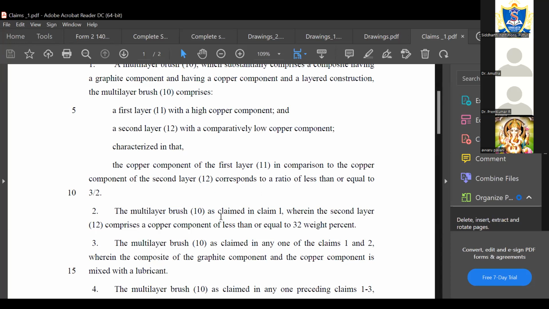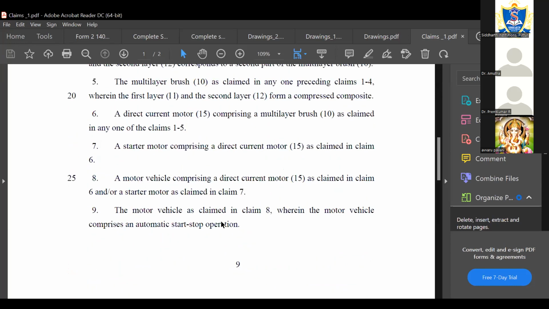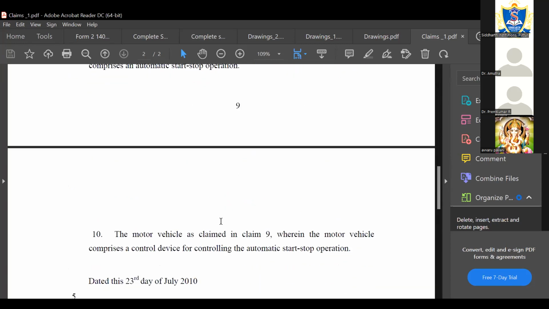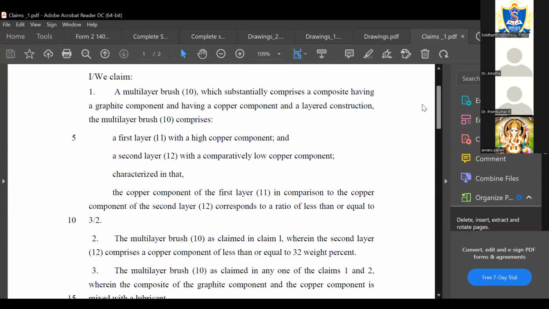So this is called an independent claim. Claims 2, 3, 4, 5, 6, 7, 8, 9, 10 are all dependent claims. Here you have one independent claim, that is claim number 1, and all the others are dependent claims.